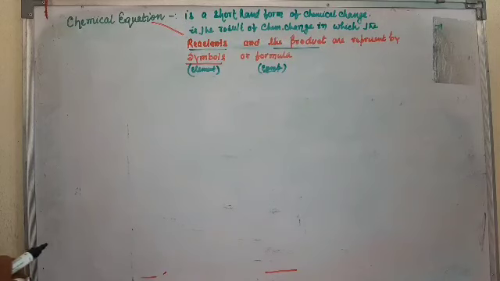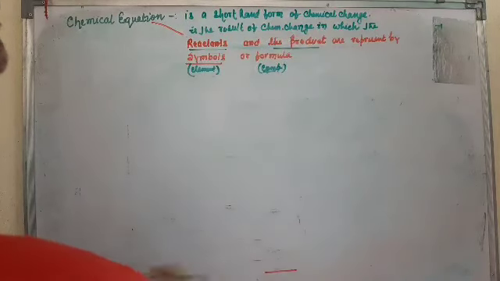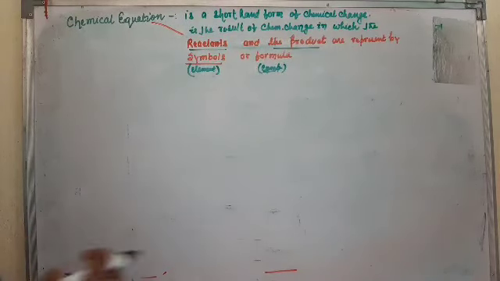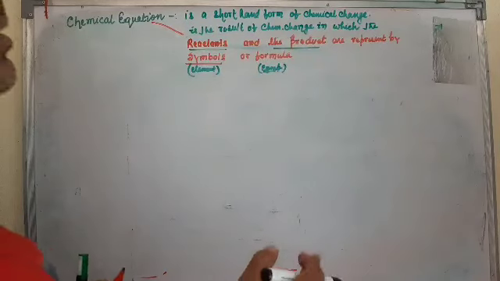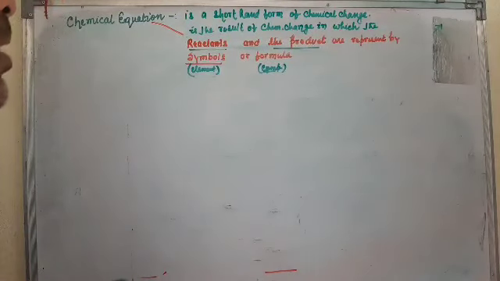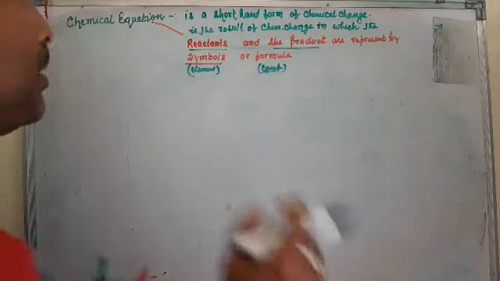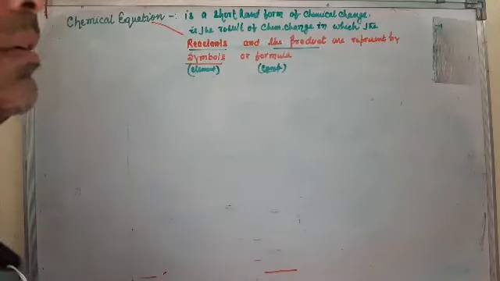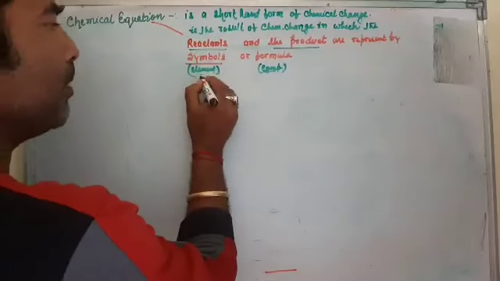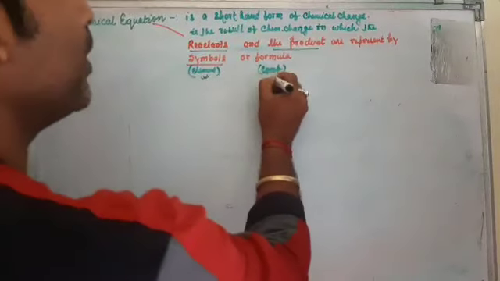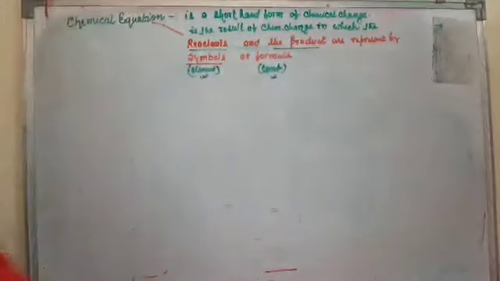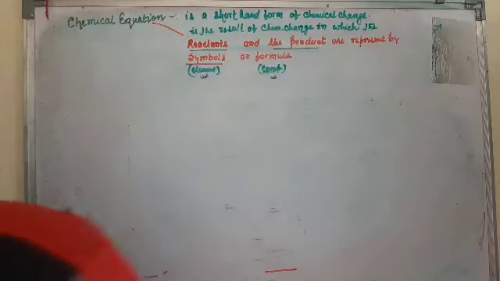So what is a chemical equation? It is the short form of chemical change. It is the result of chemical change in which the reactants and the products are represented by symbols and formulas. You use a symbol when there is an element, and a formula when there is a compound. So this is the definition of a chemical equation.